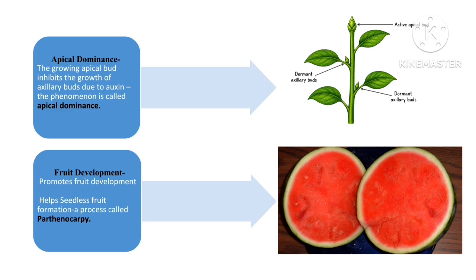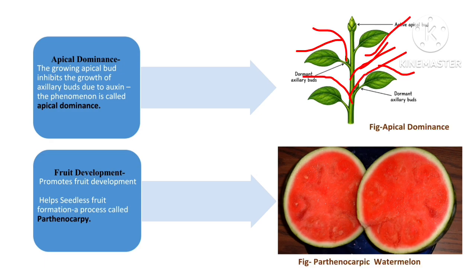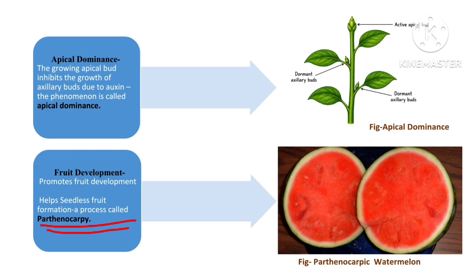So, if you cut the upper portion of the plant body, more lateral branches will be produced and the plant becomes more bushy. More fruits and flowers will be produced. Auxin also promotes fruit development and helps in seedless fruit formation. This process is called parthenocarpy. In the watermelon fruit, you can see that there are no seeds within the fruit. These fruits have high commercial value.